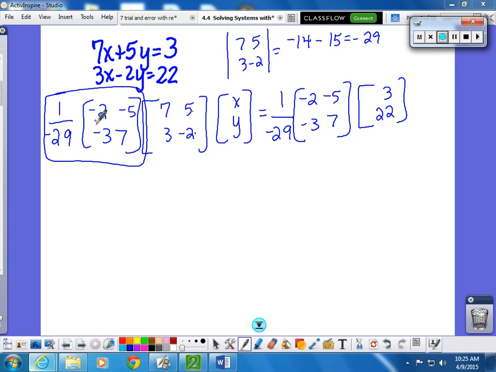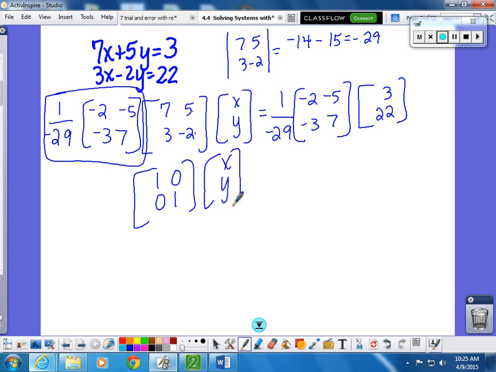Alright, what will I get every time I multiply a matrix times its inverse? The I word, the identity, right? Yes, 1, 0, 0, 1. Alright, I'm going to say my 1/29 till the end. Goodness, I don't want to multiply that by negative 29. Alright, so row by column.